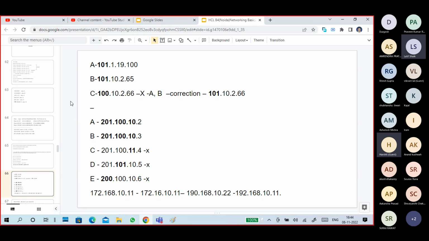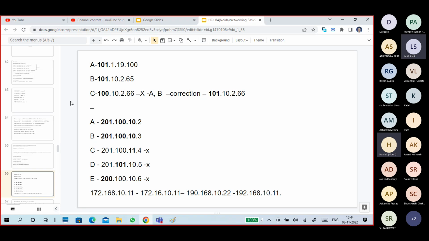Again, at the bottom, in C, there are 5 computers, and the first computer's IP address is 201.100.101, then 201.100.102, 201.100.103. This means the first three portions are the same. Obviously the first three are the same, so they will communicate with each other.